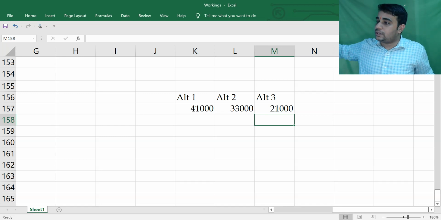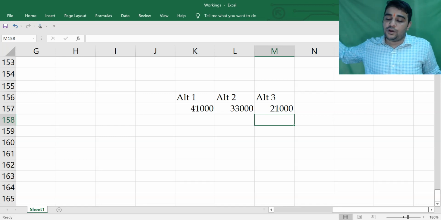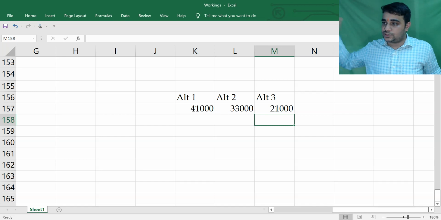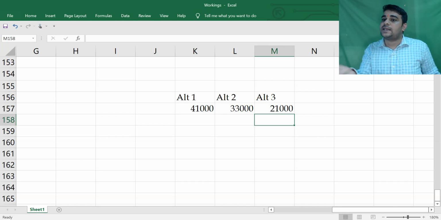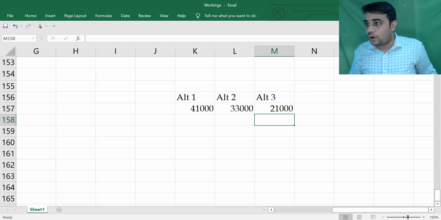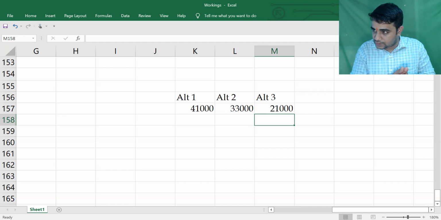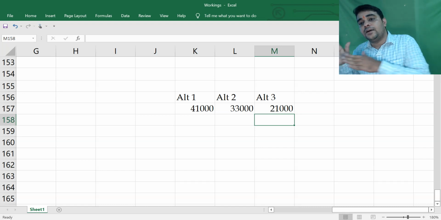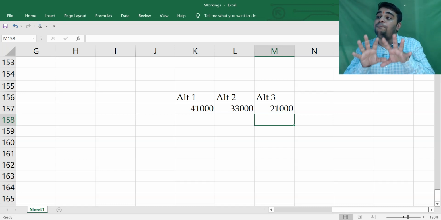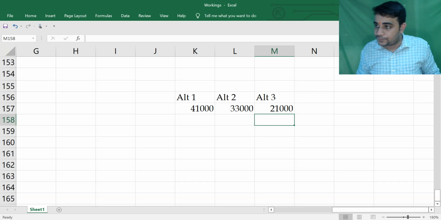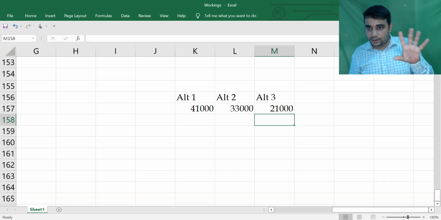I can remove alternative 3 altogether, or in alternative 3 I can say no benefit, 0, because you are anyway considering selling scrap as an opportunity cost in alternative 1 and 2. Either consider an item as an opportunity cost or as a relevant revenue. Considering both will lead to double counting. Be very clear on this concept, because this will keep testing you at multiple places.